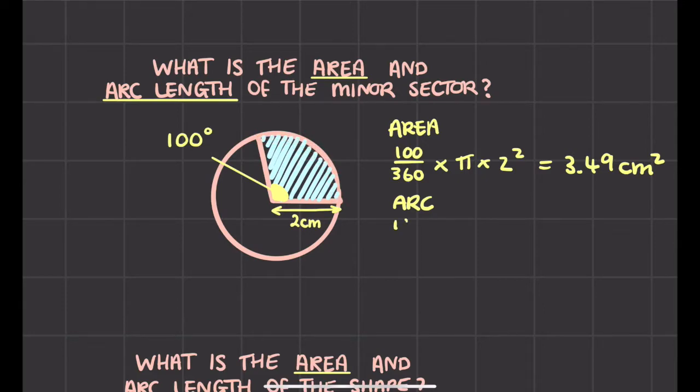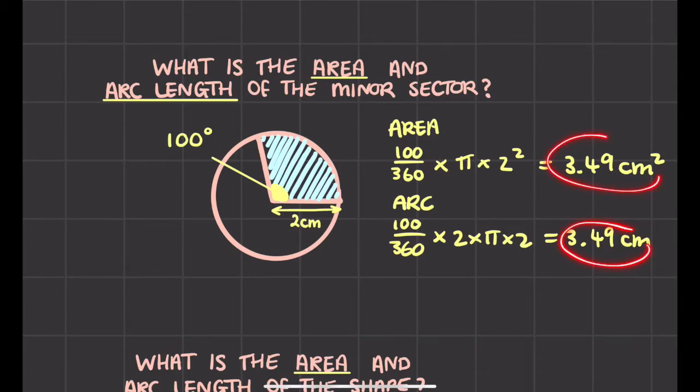Right, if I'm doing the arc length, so this arc length here, so again I've got the fraction of the circle, 100 out of the 360 degrees, this time times 2 times pi times r for the circumference. So that gives me 3.49. That's funny. Gives me the same answer. But this one's in centimeters, isn't it? Okay, it's not in centimeters squared. So this one is the length, and that one is an area. Okay, I've rounded it to 2 decimal places.